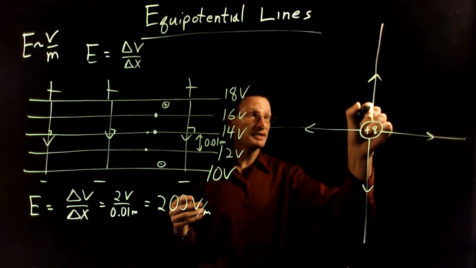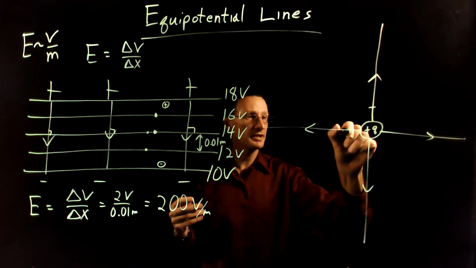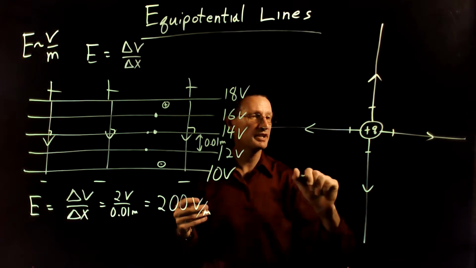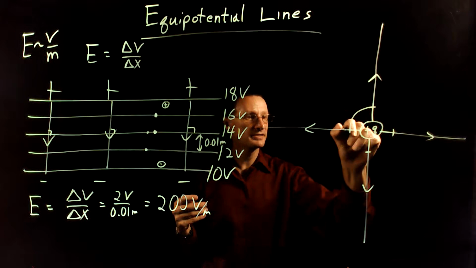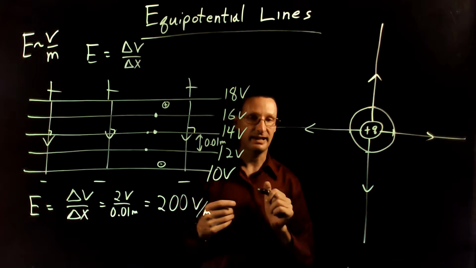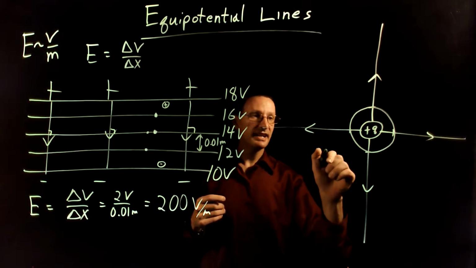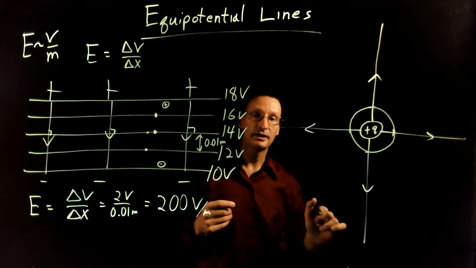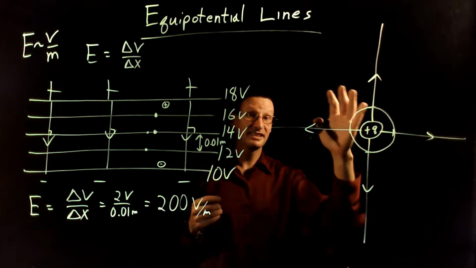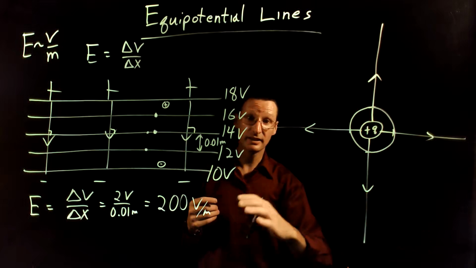Well, they have to be perpendicular. So I need a perpendicular here, perpendicular here, perpendicular here, perpendicular here. If I join all these together, that's going to be a circle like that. The other thing is that the electric field decreases as I go farther from the charge because the density of field lines gets smaller as I go farther from the charge.